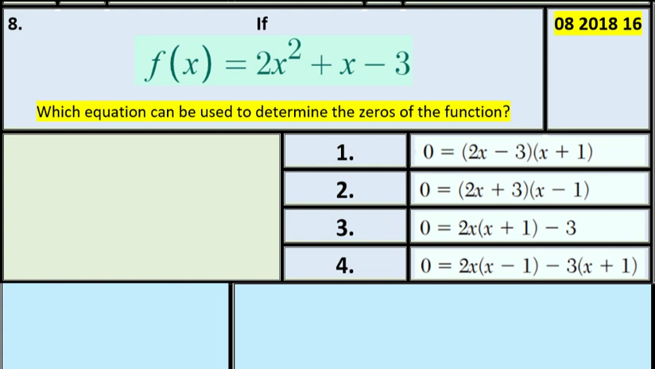Okay, question 8. If f of x equals 2x squared plus x minus 3, which equation can be used to determine the zeros of the function? So really what we're saying is, when I set this expression equal to 0, which one of these factored forms would look exactly the same? So all I need to do is graph my original function and compare it to my 4 answer choices.